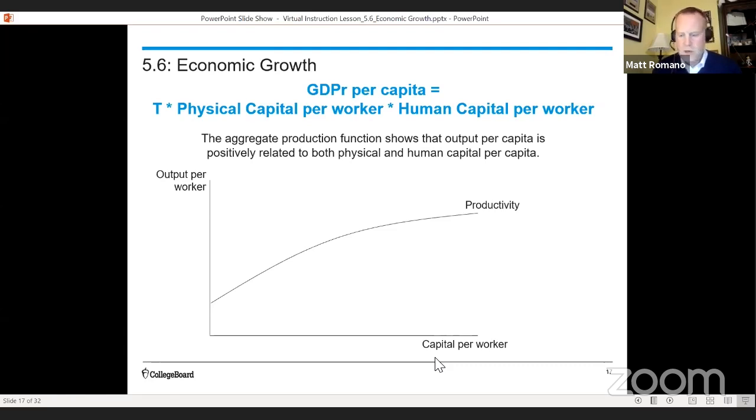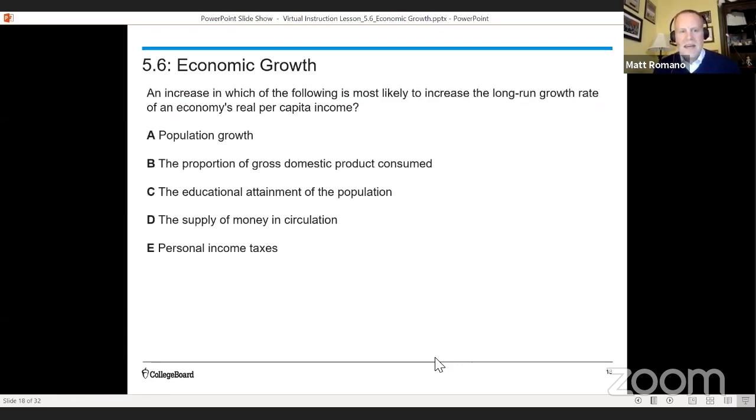Moving forward from there, how does this look in the format of a question? Well, here's an old multiple choice question. Again, this is one of the ones that is freely available on AP Classroom. An increase in which of the following is most likely to increase the long-run growth rate of an economy's real per capita income? All right, first things first, let's look at reading this question.